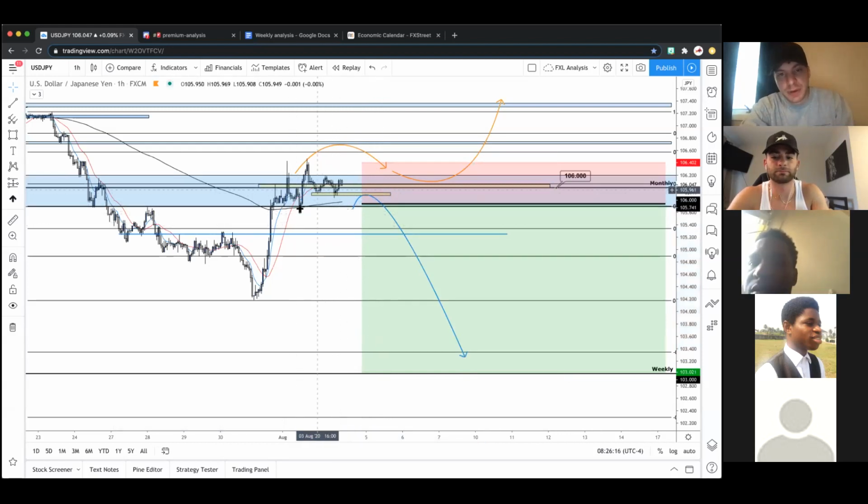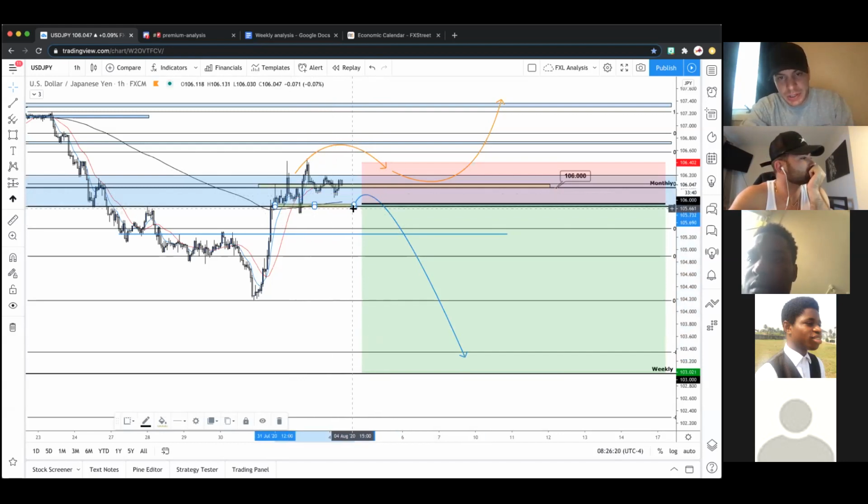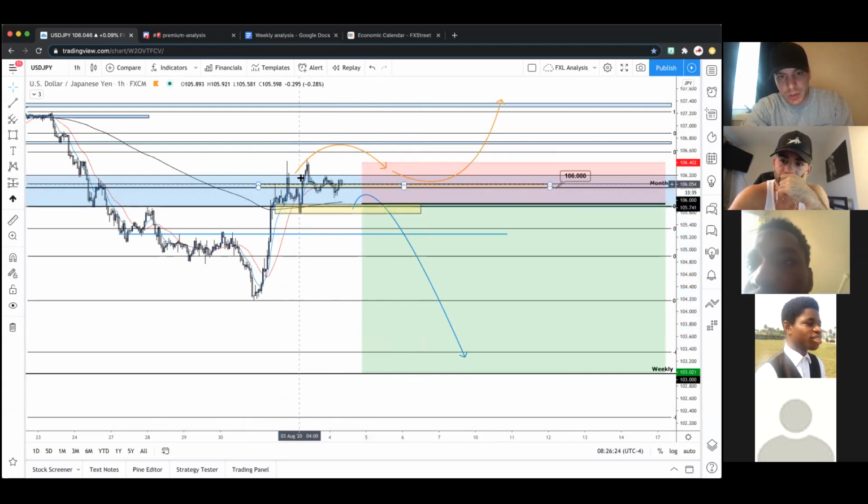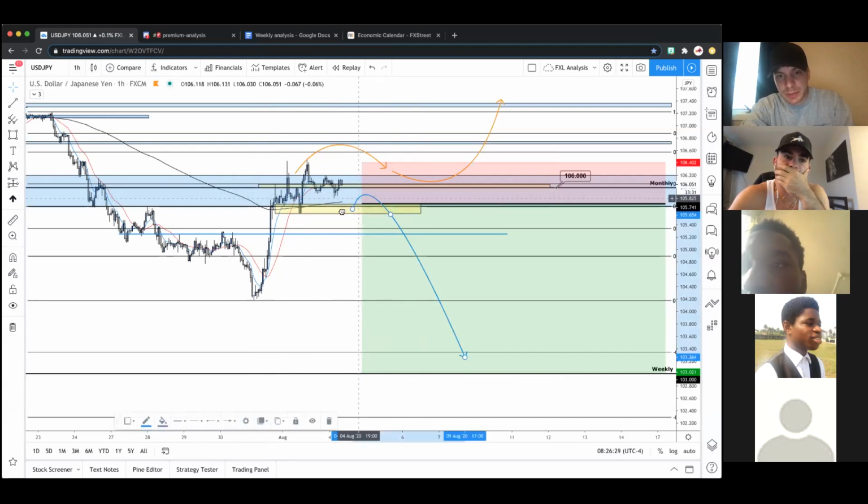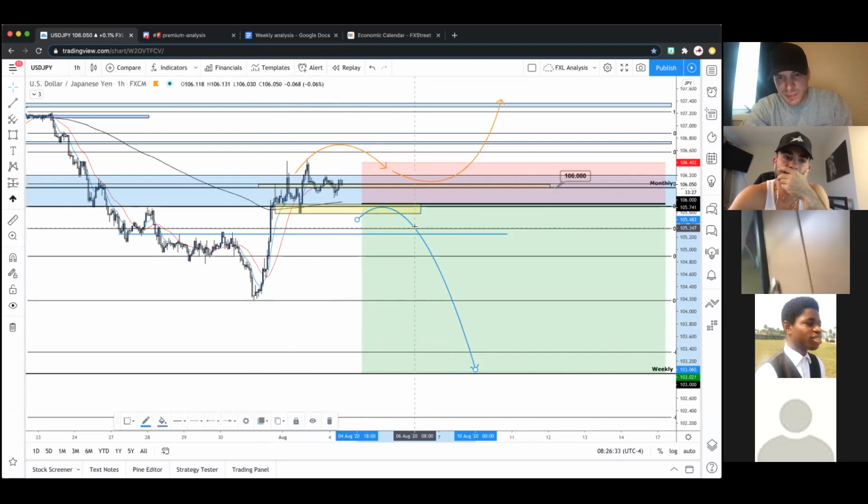Okay, so even down here, if you want to be more conservative, do something like this. Wait for price action to get below this zone right here, which was where our last higher low was on this lower time frame little bullish trend. Okay, so it could look something like this. Let's see it break below.